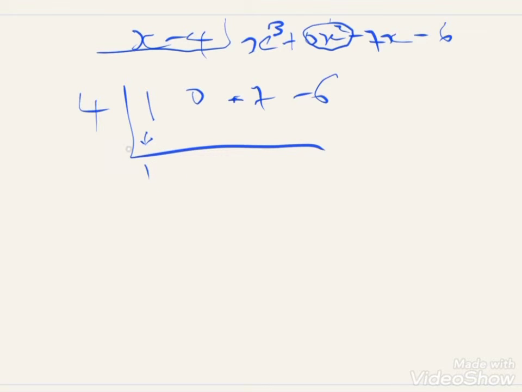Bringing down 1, I have this. 4 times 1 is now 4. Summing down, I have 4. 4 times 4 is 16. Summing down, I have 9. 4 times 9 is what? 36. Summing down, I have 30. So do you see our remainder here?